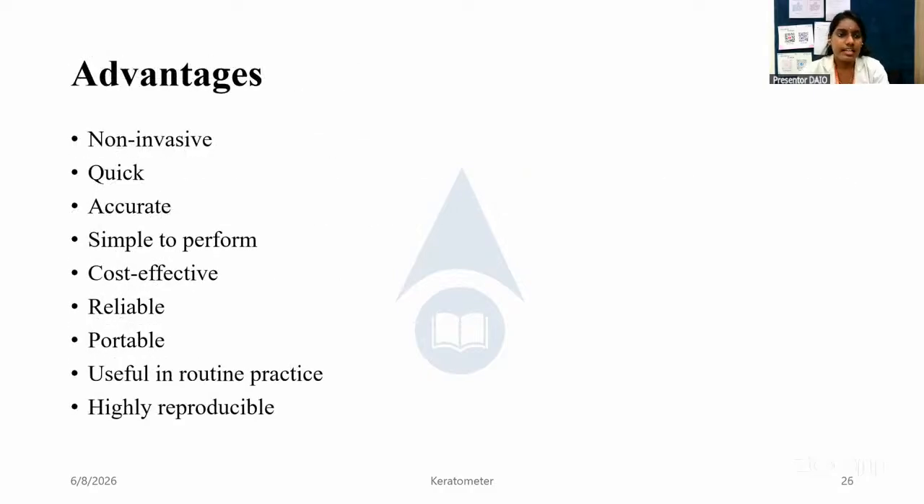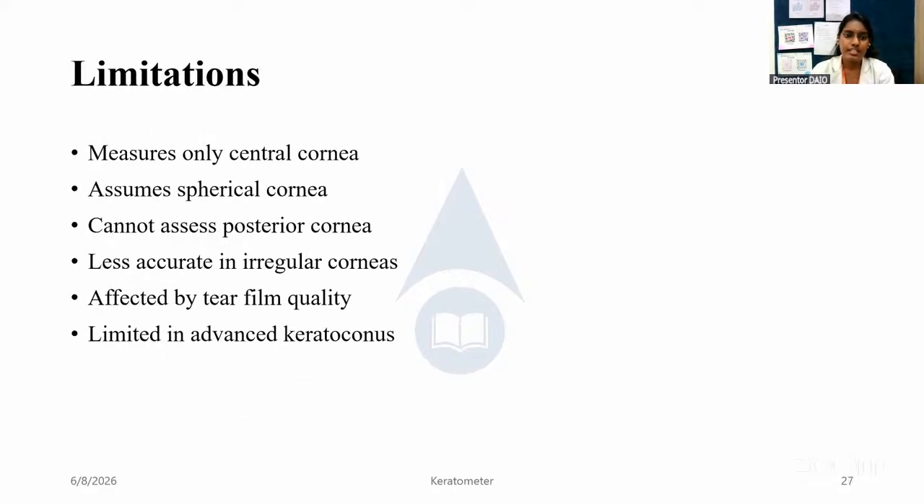Advantages of keratometer. It is a non-invasive method, quick, accurate, simple to perform, cost-effective, reliable, portable, useful in routine practice, and it's highly reproducible. Limitations of keratometer. It measures only 2 to 3 mm of the cornea, assumes a spherical cornea, and it cannot assess the posterior cornea, less accurate in irregular corneas, affected by tear film quality, limited in advanced keratoconus.